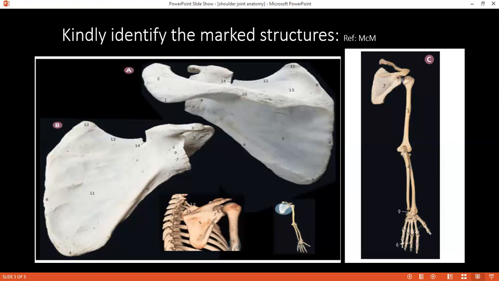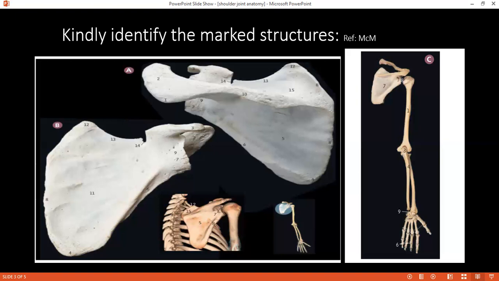Can you please tell me what are the boundaries of the triangular space below the shoulder joint? The boundaries are the upper border of teres minor and the lower border of teres major, medially the long head of the triceps and laterally the long head of the triceps, and the content is the circumflex scapular artery.